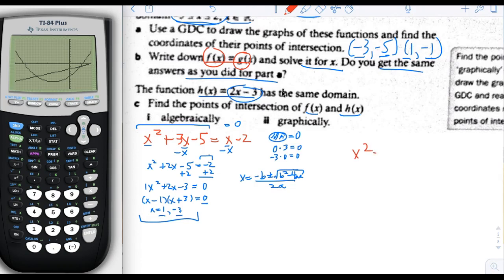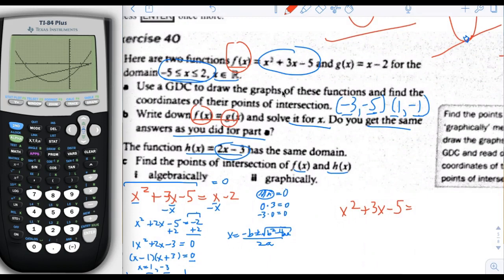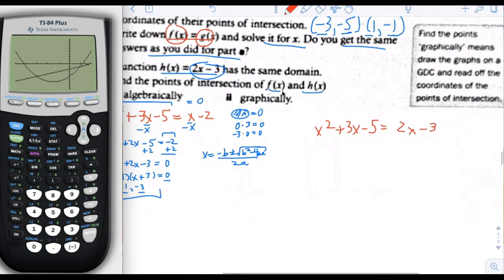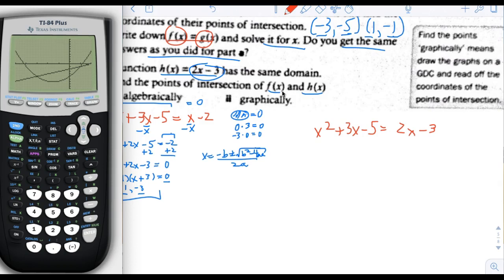Okay, so x squared plus 3x minus 5 is the function f of x. And that is equal to h of x, right? And h of x is 2x minus 3. You should have already put these into y1 and y2. Now I'm going to move everything to the left side and leave 0 on the right side. So I'm going to subtract 2x from both sides. I'm going to add 3 to both sides. And the left side is going to be x squared plus 1x minus 2. And the right side is going to be 0.